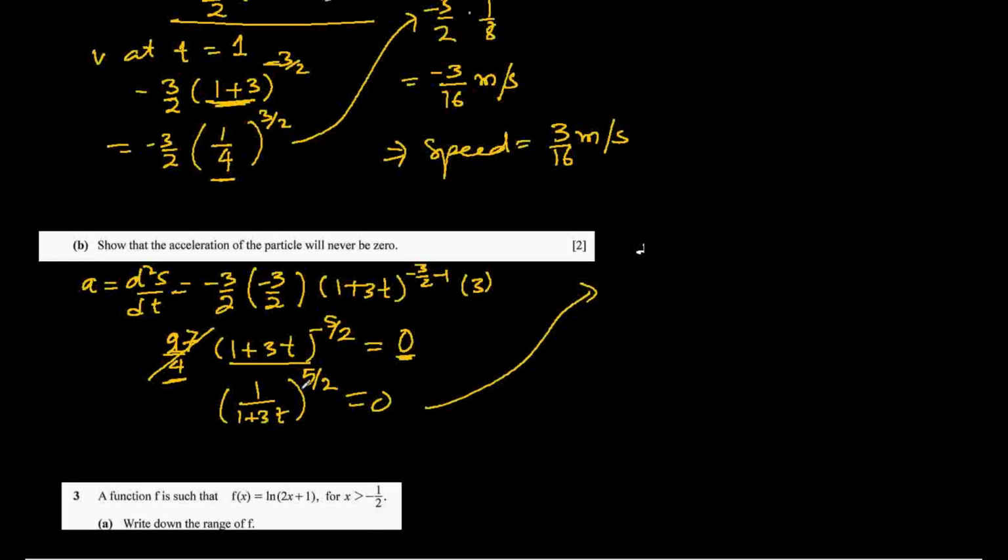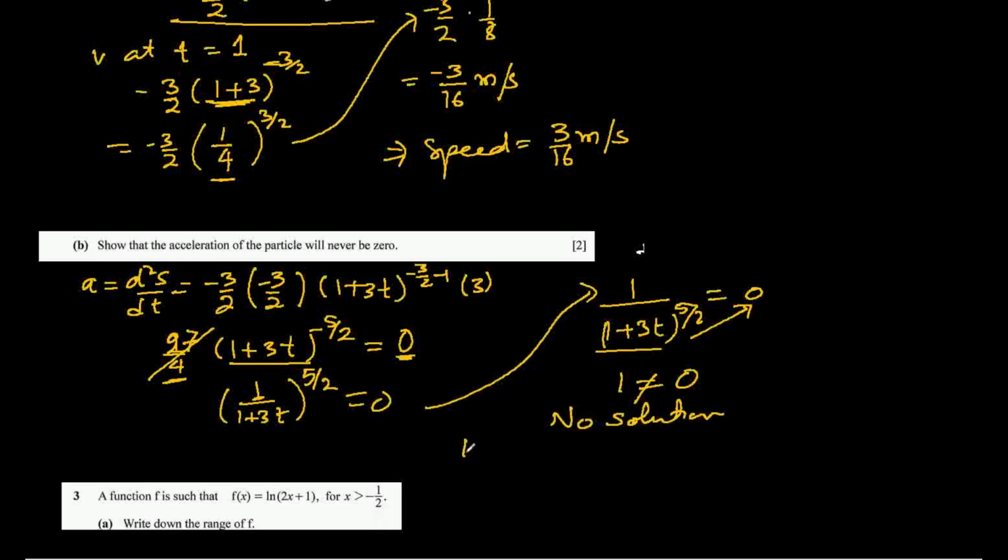Now, to make it a 0, there is no possibility. Why? Because 1 to the power 5 over 2 will be 1, and 1 plus 3t over 5 over 2 equals 0. And with cross multiplication, if we do this, we will multiply with 0 and 1 will be equal to 0, which is a wrong statement. So we already know that there is no solution. So that means it is not possible for a to be equal to 0.